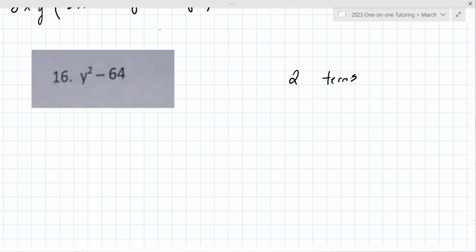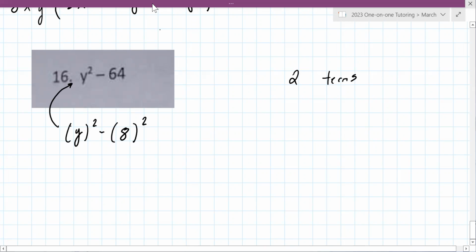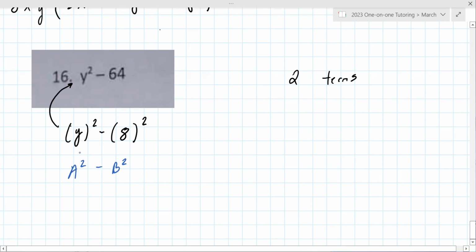Now the form you want to write this is something squared minus something squared, and you're trying to think of what goes in parentheses so that when you square it, you get back to the previous line. So in the case of 64, that's 8. 8 squared is 64. The case of y squared, well, that's y. Then your teacher at some point would have put this on the board, a squared minus b squared. So in your problem, a is y, b is 8.